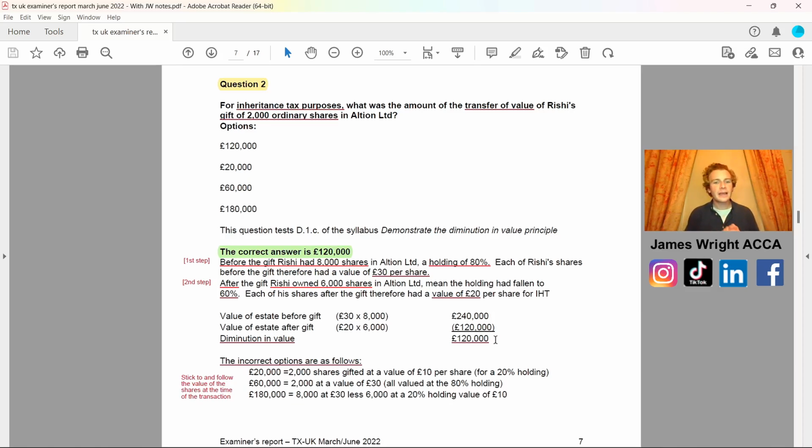But then you need to work out the value of the estate before the gift and the value of the estate after the gift. And this is where you need to get down the diminution in value on there of 120,000. So you've got 2 steps really, as you can see in my notes. So before the gift, Rishi had 8,000 shares and a holding of 80%. The 80% came from the 8,000 shares divided by the 10,000 shares in total, giving us 80% on there.